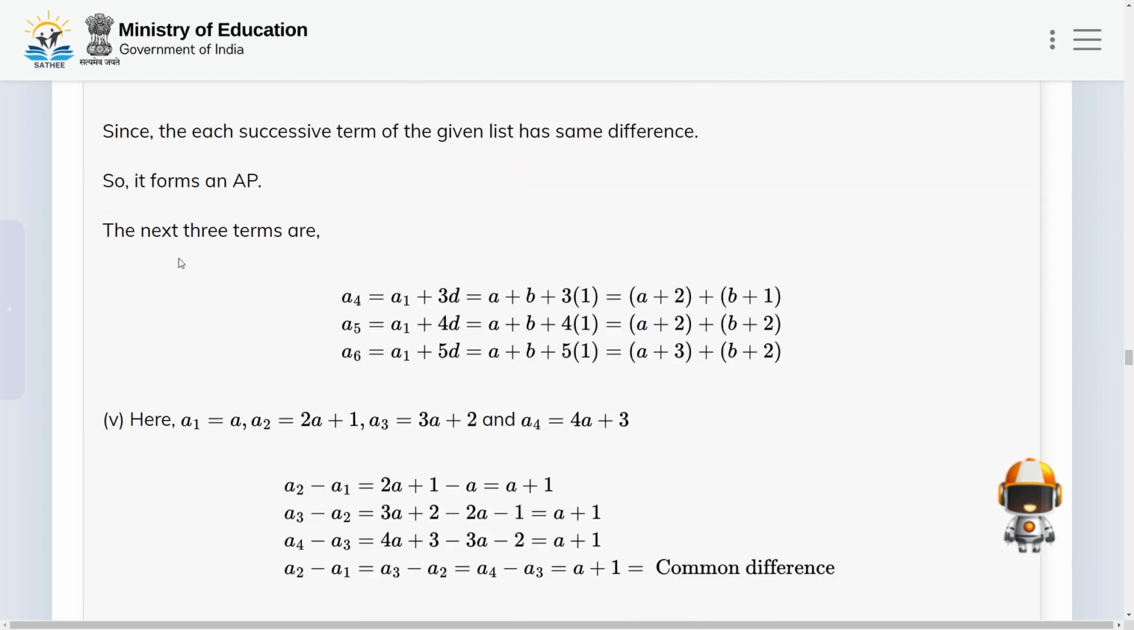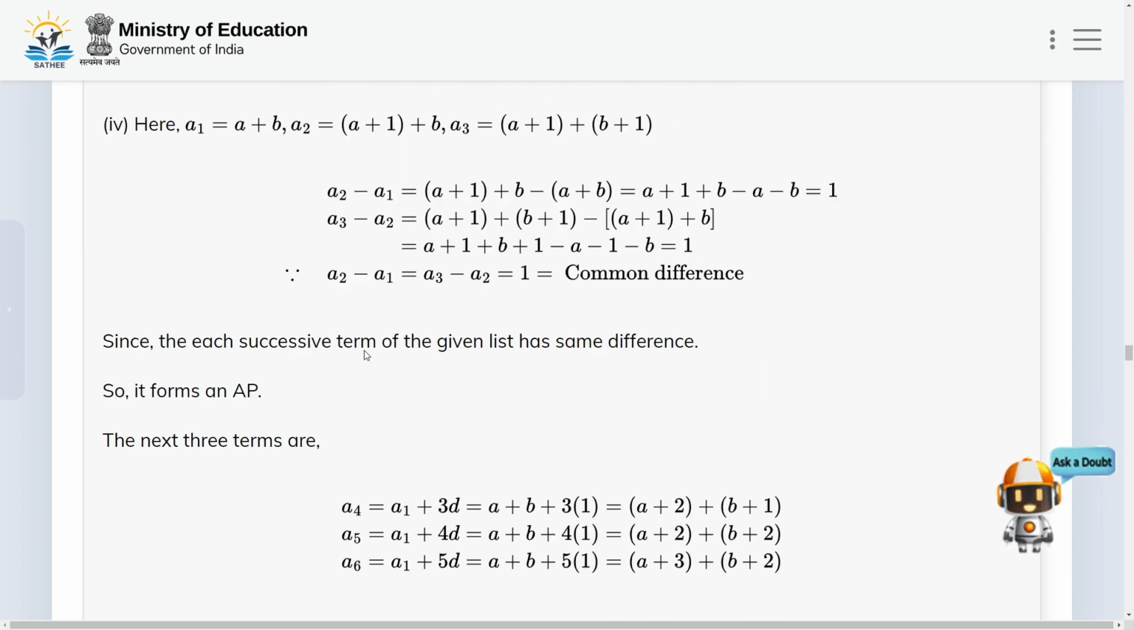And then the next three terms: a4 is equal to a1 plus 3d, which is equal to a plus b plus 3 times 1, that is equal to a plus 2 plus b plus 1. a5 is equal to a1 plus 4d, this is equal to a plus b plus 4 times 1, that is equal to a plus 2 plus b plus 2. a6 is equal to a1 plus 5d, this is equal to a plus b plus 5 times 1, and this is equal to a plus 3 plus b plus 2. Okay, so now let us move to the fifth one.